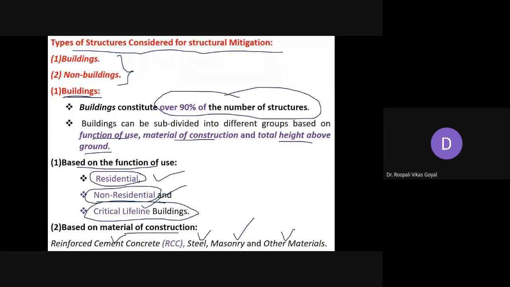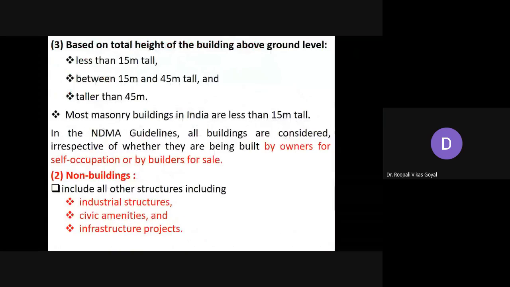Then, based on height of building above ground level, these buildings also have certain specific requirements. So height-wise also the buildings are classified: less than 10-meter tall, less than 15-meter tall, between 15 to 45-meter tall, and taller than 45-meter. For all these different aspects, different measures are to be followed. And most masonry buildings, which we normally make from brick and stone, are generally less than 15-meter height.